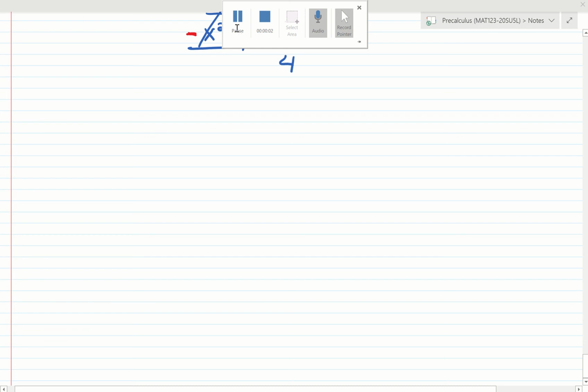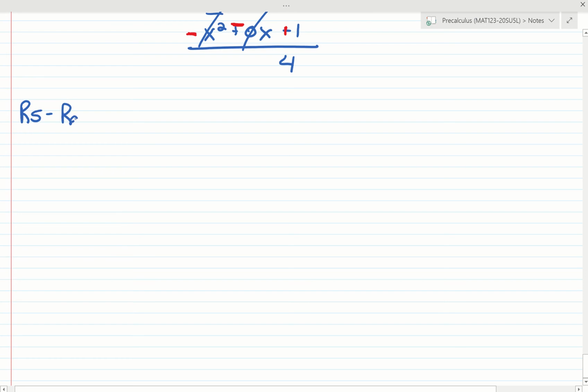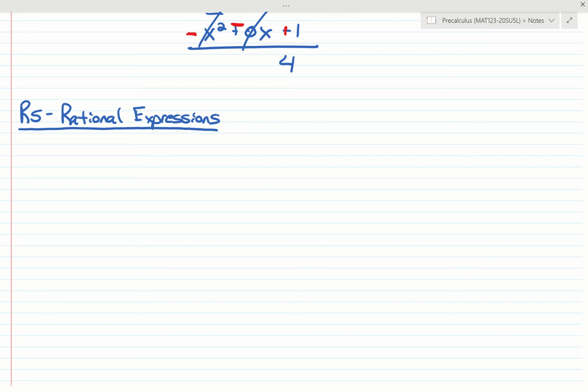In section R5, we're going to be talking about what are called rational expressions. Now, if you recall what we talked about with rational numbers, they were numbers that could be written as a fraction, or they terminate, or they repeat. So typically when we're talking about rational numbers, we use the example 1/3.